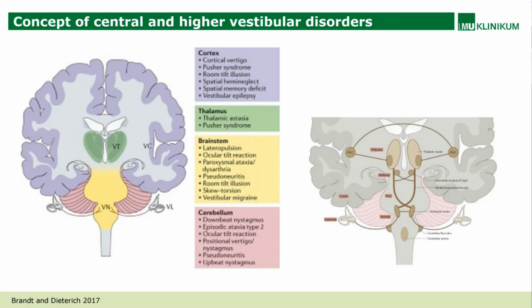Room tilt illusion means all of a sudden you feel that your scenery is tilted by 90 or 180 degrees in your visual system, but you're still upright. That is an illusion which you perceive visually, but I will convince you that in the end the problem is vestibular. That makes life a bit hard, that you have to decipher phenotypes and pathophysiologies.